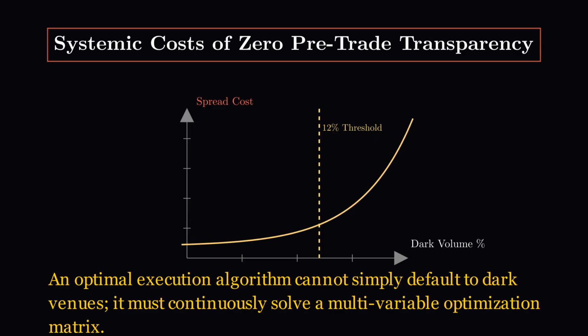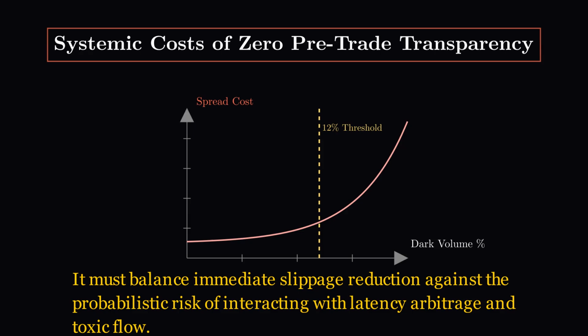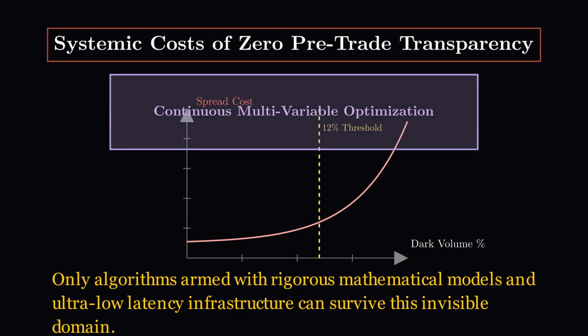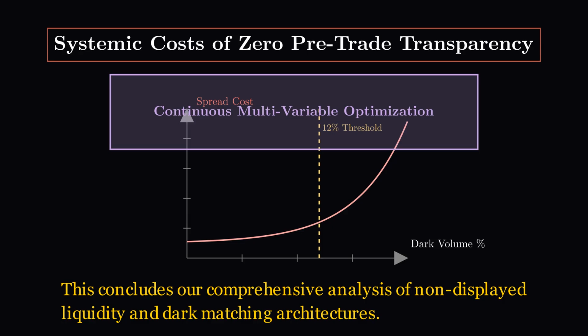An optimal execution algorithm cannot simply default to dark venues; it must continuously solve a multivariable optimization matrix. It must balance immediate slippage reduction against the probabilistic risk of interacting with latency arbitrage and toxic flow. Ultimately, the dark pool ecosystem is not a void; it is a hyper-competitive, structurally complex battleground. Only algorithms armed with rigorous mathematical models and ultra-low latency infrastructure can survive this invisible domain. This concludes our comprehensive analysis of non-displayed liquidity and dark matching architectures.